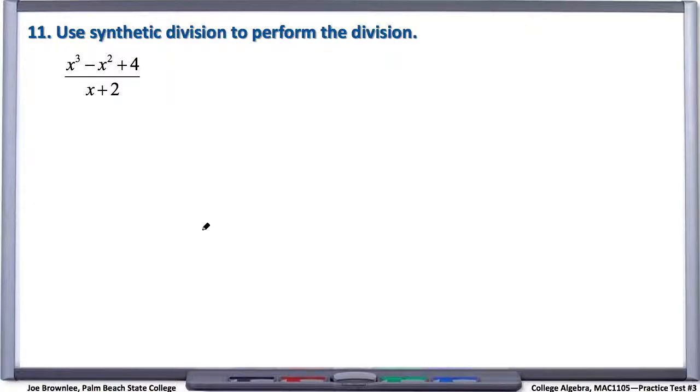Number 11, use synthetic division to perform the division. We've been given x cubed minus x squared plus 4 as our dividend upstairs, divided by x plus 2, our divisor downstairs. There are two things that we need to take notice of when performing synthetic division.